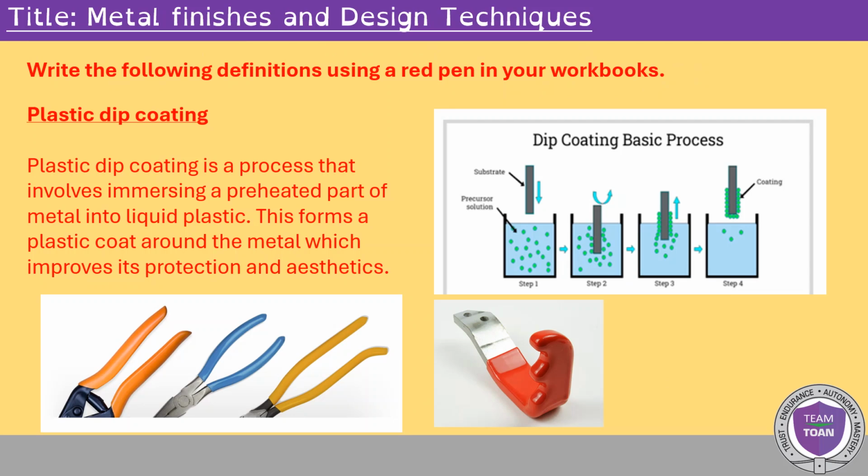So, plastic dip coating. Plastic dip coating is a process that involves immersing a preheated part of metal into liquid plastic. This forms a plastic coat around the metal, which improves its protection and aesthetics. You can see in the image on the right hand side a metal being put into liquid plastic. When it's pulled out, the plastic attracts to the metal, and there you have it. Some tools at the bottom, some pliers and so on, the handle, the grip on that, is usually done with plastic dip coating.